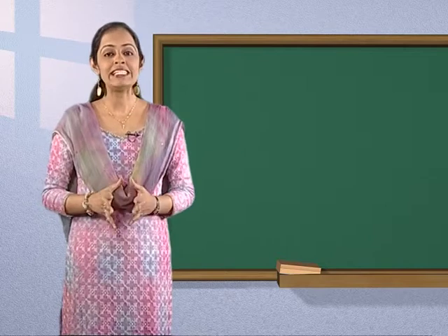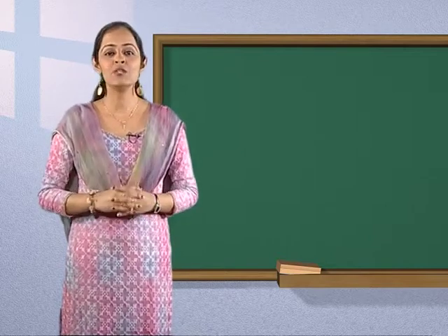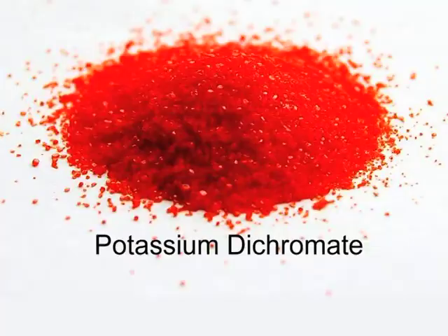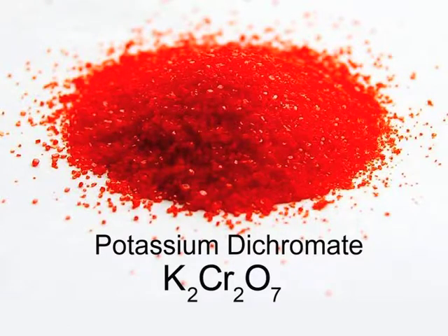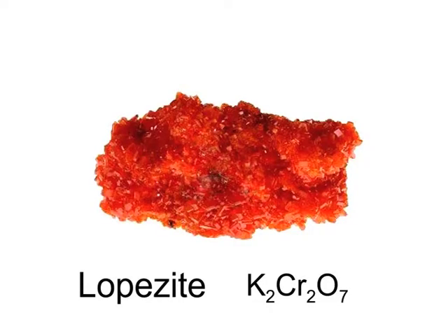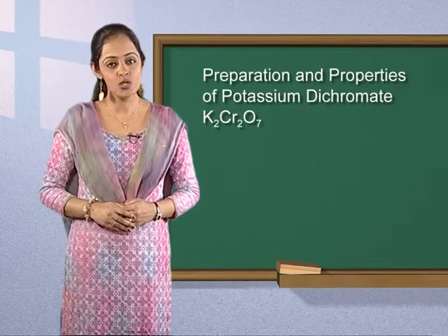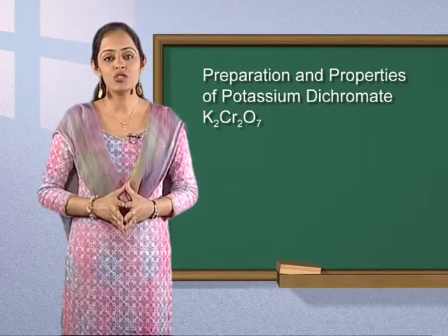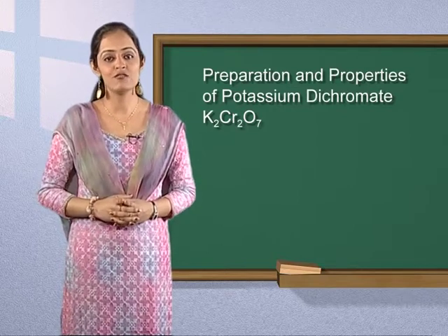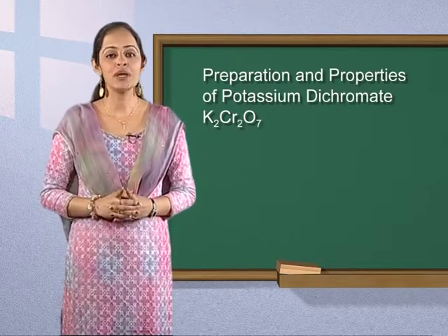Now, firstly, let us see what potassium dichromate is. Potassium dichromate, that is K2Cr2O7, is a common inorganic chemical substance. It occurs naturally as the rare mineral lopezite, that is K2Cr2O7. It is also found in the nitrate deposits of the Atacama Desert of Chile and in the Bushveld igneous complex of South Africa.